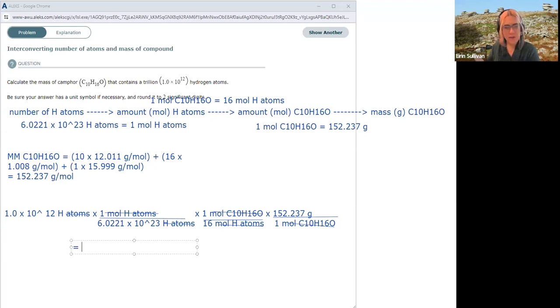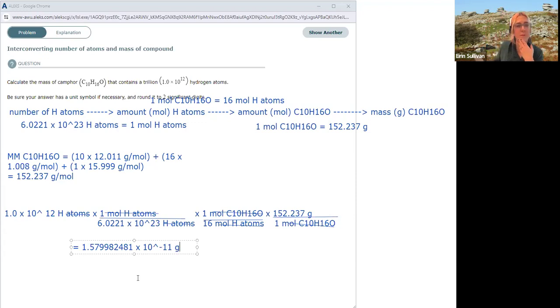So let's be really careful with parentheses. Open parentheses, 1.0 times 10 to the power of 12, close parentheses, divided by, open parentheses, 6.0221 times 10 to the power of 23. You have to play with your calculator and see how it likes you to enter this stuff. Times 1 divided by 16, times 152.237 gives me, hopefully it sounds sensible, 1.57998248 times 10 to the power of minus 11 grams.